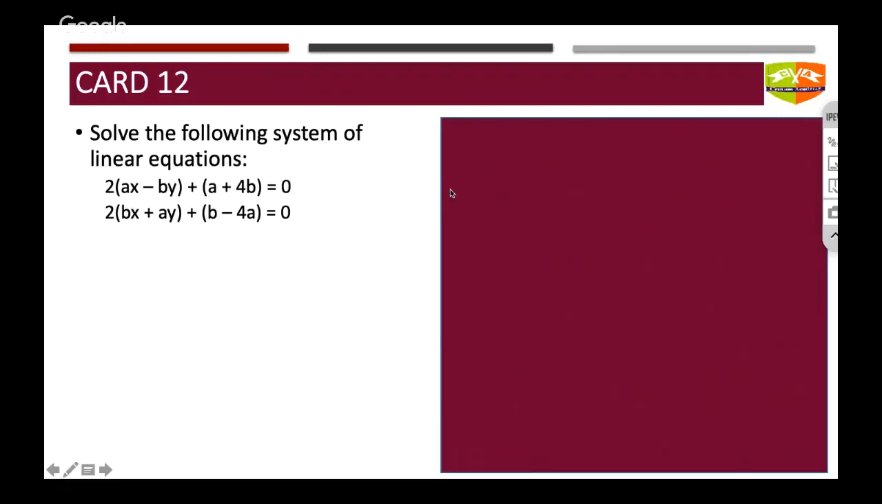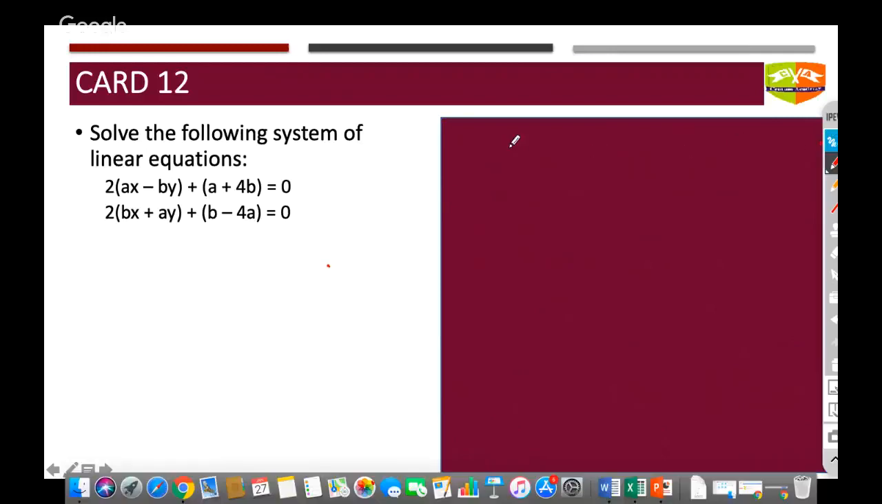The next topic is I have taken a few questions over here, and I have not given by which method I should solve these questions. So the first equation over here is 2ax minus 2by plus a plus 4b is equal to 0, and the second equation is 2bx plus 2ay plus b minus 4a is equal to 0. So how to solve this question?